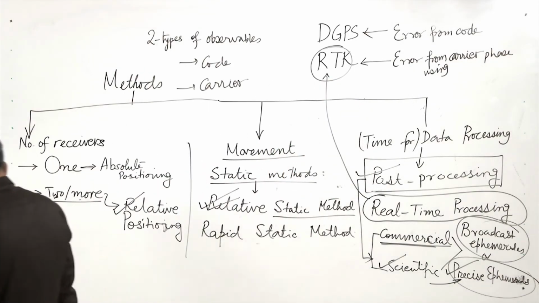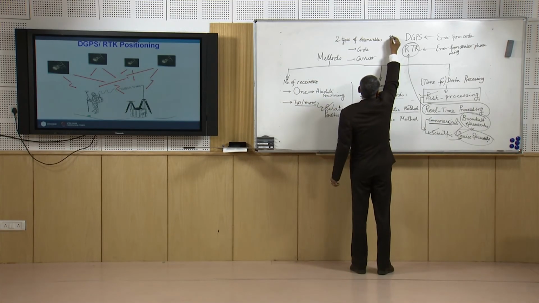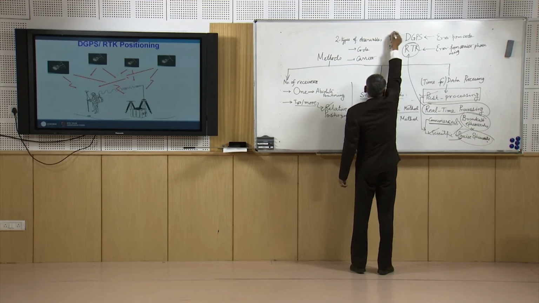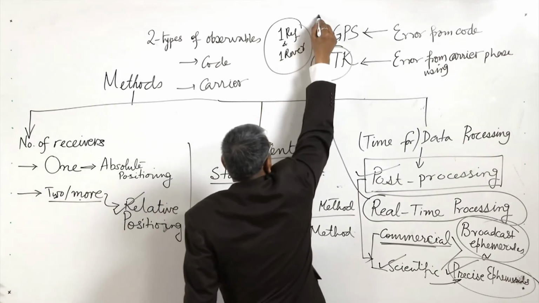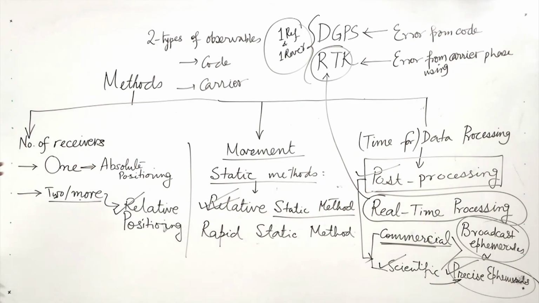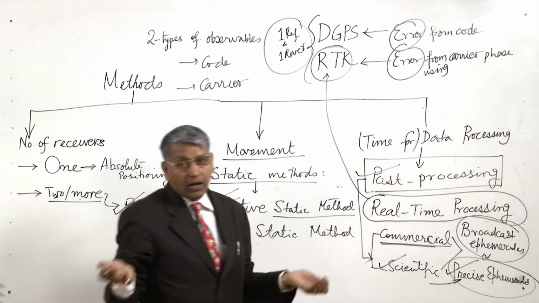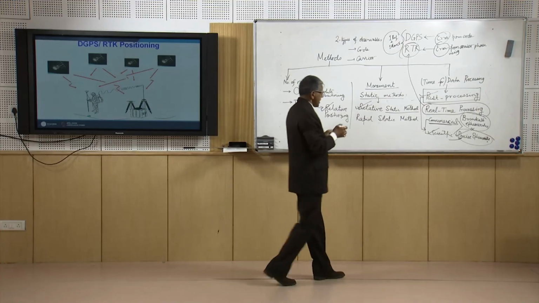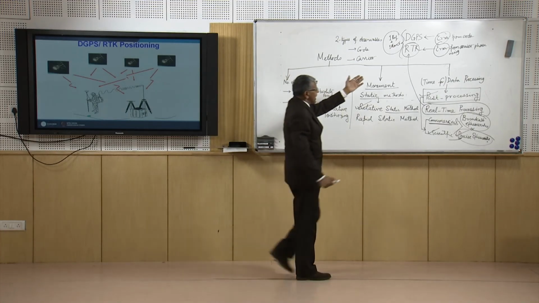Now, in both the cases generally we make use of one reference and one rover. So, this is the combination we generally use for both DGPS and RTK, and again the error message may be of 2 types. One is the error in observation, the other is the error in position.